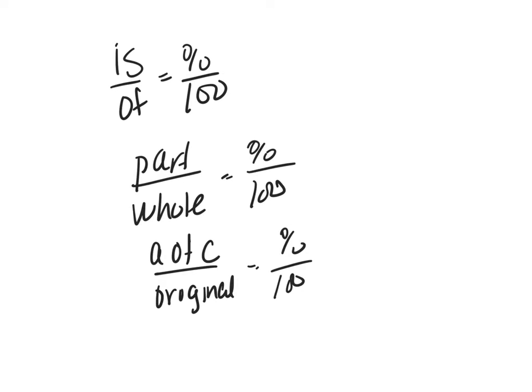This right here is part over whole, percent over 100, amount of change over original, percent over 100. So we don't have to necessarily set it up in a percent proportion, okay?